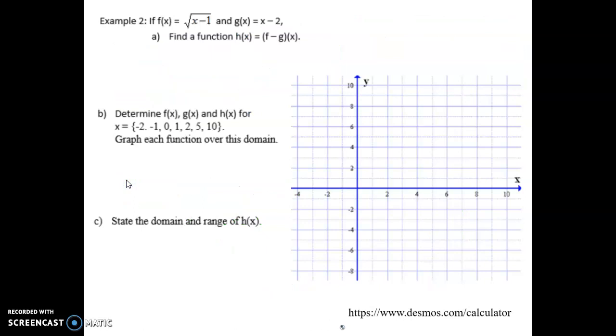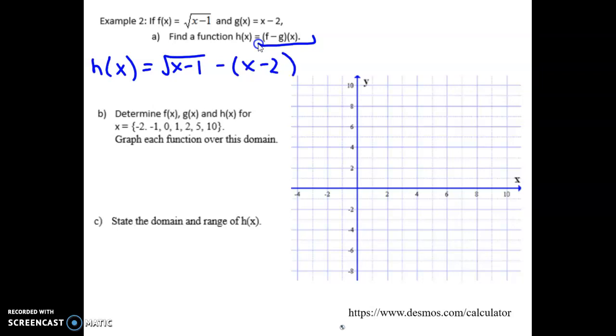Alright, so example 2, we have f of x is root of x minus 1 and g of x is x minus 2. We're finding a function h of x, which equals f minus g of x. So this time we are subtracting. So let's start by finding our equation. So h of x is f, which is root of x minus 1, subtract g, which is x minus 2.